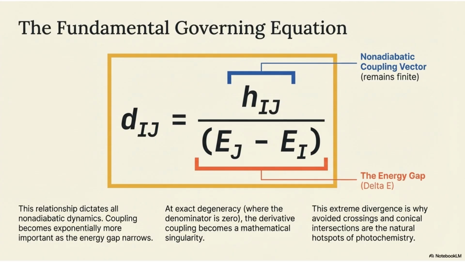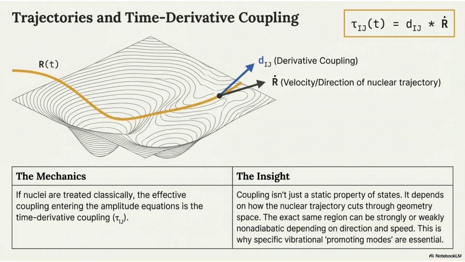The fundamental governing equation shows that coupling becomes exponentially more important as the energy gap between states narrows. At exact degeneracy, the derivative coupling becomes a mathematical singularity. If nuclei are treated classically, the effective coupling is the time derivative coupling. This coupling depends on how the nuclear trajectory cuts through geometry space, meaning the non-adiabaticity of a region depends on the direction and speed of nuclear motion.